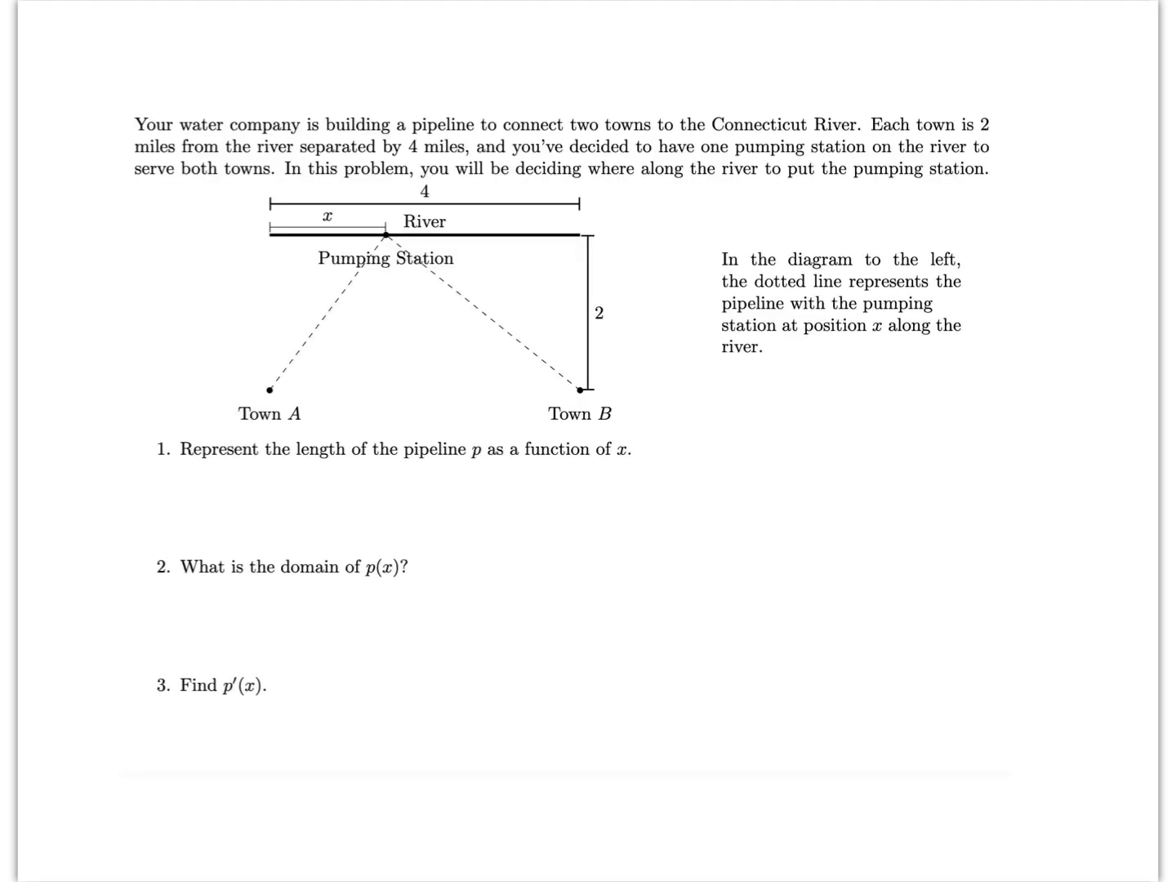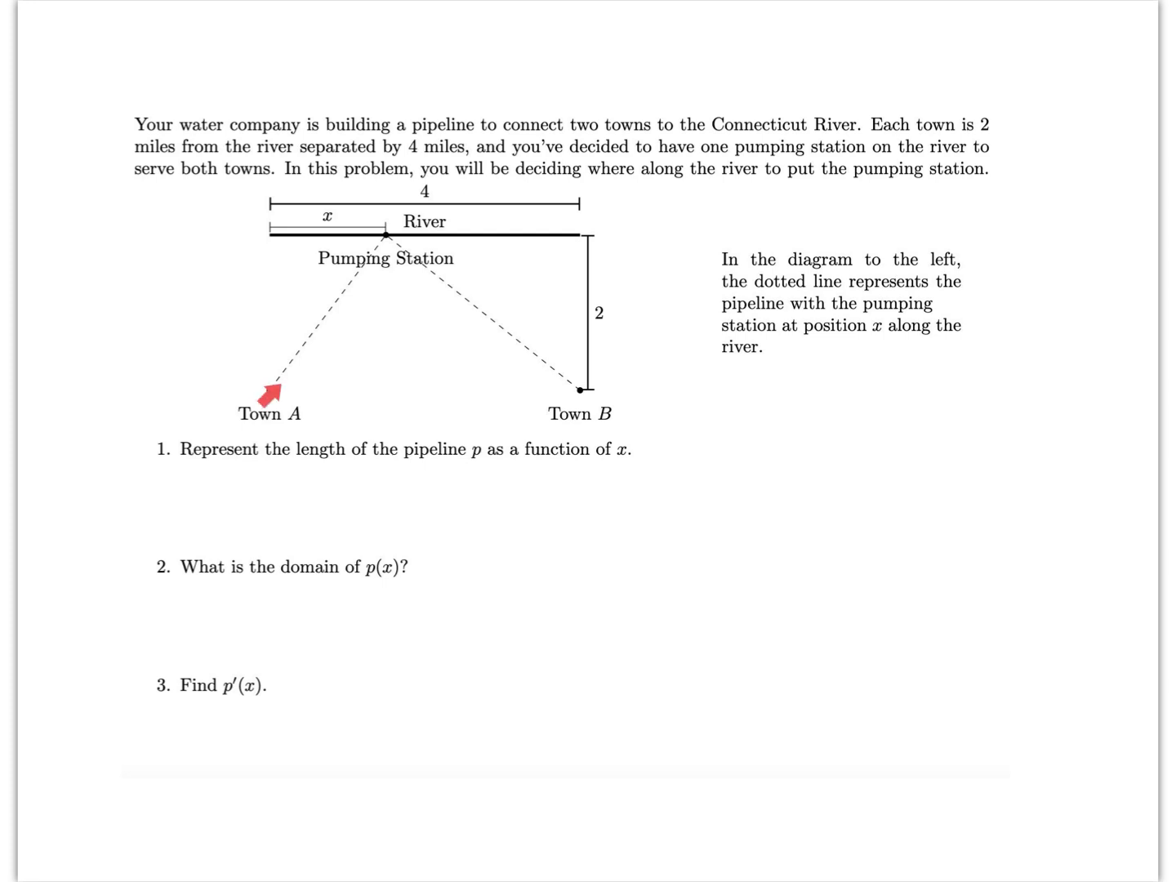Your water company is building a pipeline to connect two towns to the Connecticut River. Each town is 2 miles from the river, separated by 4 miles. And you've decided to have one pumping station on the river to serve both towns.